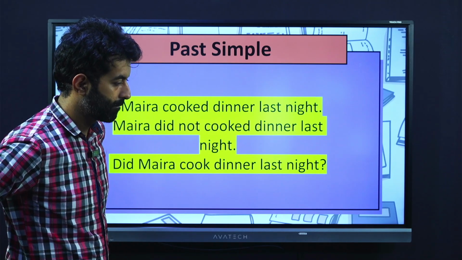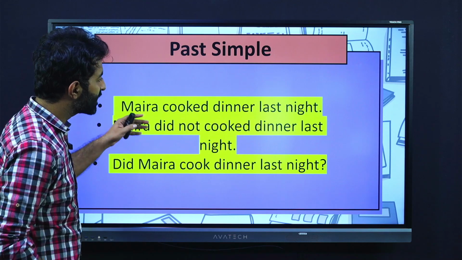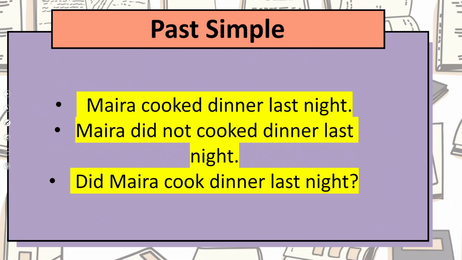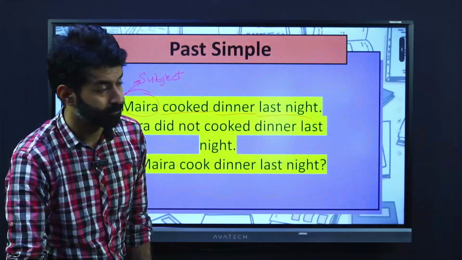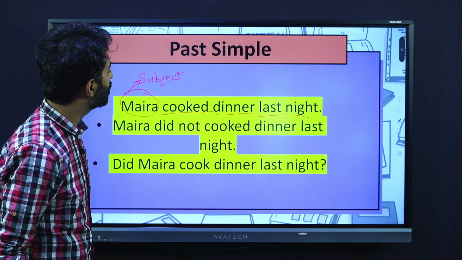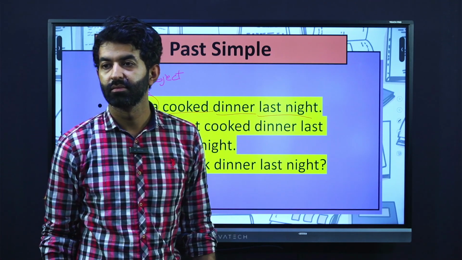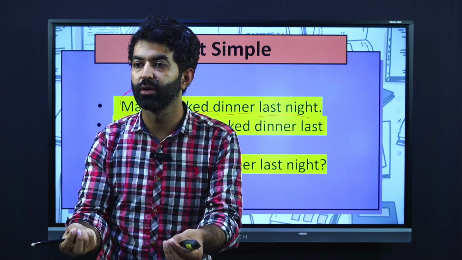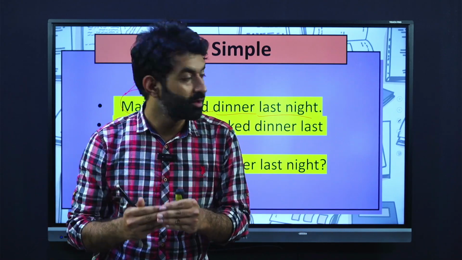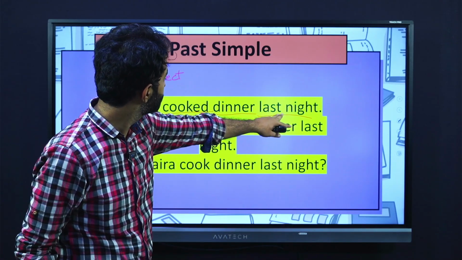All right. So let's look at some examples of past simple tense. क्या है? Clear नहीं हुआ एक बार. Subject, Myra cooked dinner last night. अगर मैं कहूं Myra cooked dinner last, we need a complement word. We need something to complete it. तो ये हमारा complement है end में.